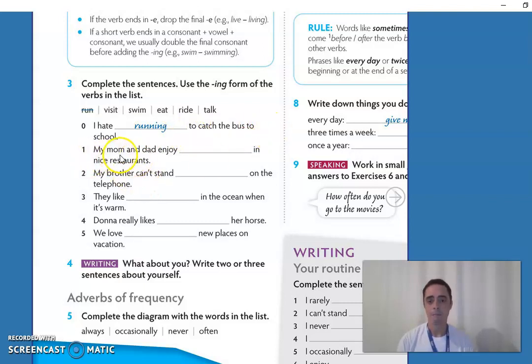Number 1. My mom and dad enjoy eating in nice restaurants. Number 2. My brother can't stand talking on the telephone. Number 3. They like swimming in the ocean when it's warm. Number 4. Donna really likes riding her horse. And number 5. We love visiting new places on vacation.